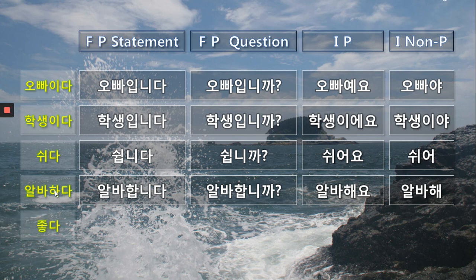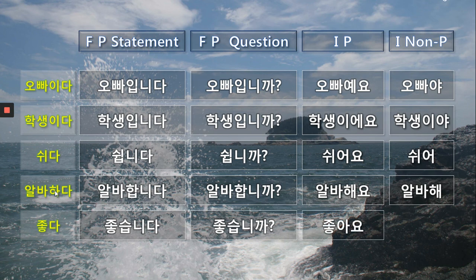Okay, last one. 좋다. 좋다 means good. Formal polite statement. 받침, 습니다. 좋습니다. Formal polite question. Easy, right? Just change it into 까. 좋습니까? Is it good? Informal polite. 아요, 어요, 해요. 좋, bright vowel. So we need 아요. 좋아요. And in here, the ㅎ is not pronounced. So just 좋아요. Good. How about informal non-polite? You just omit 요, right? So 좋아. Good.